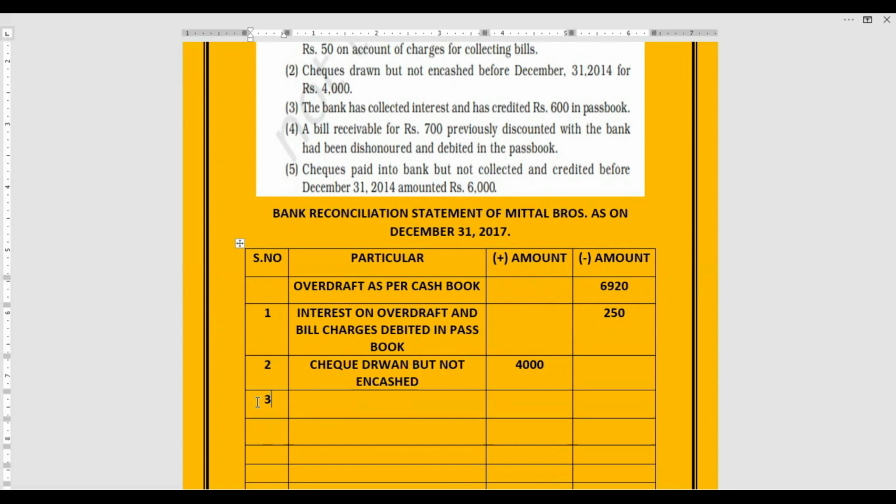Third one, the bank has collected interest and has credited 600 rupees in passbook. So the banker collected interest money on behalf of us and credited it in the passbook. So the passbook increased by 600, but in the cash book there is no effect. As per the passbook, the cash book also has to be increased by 600. So this 600 we will increase.